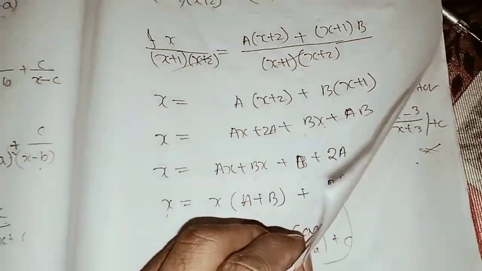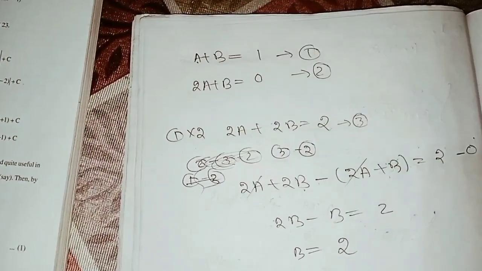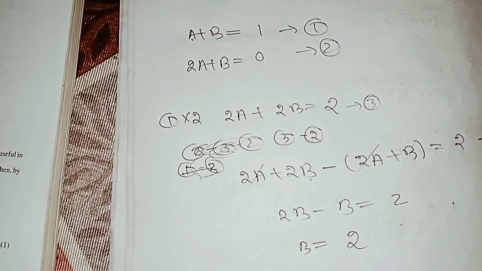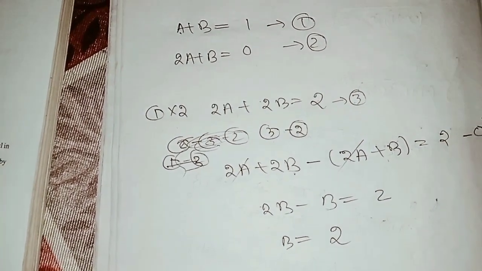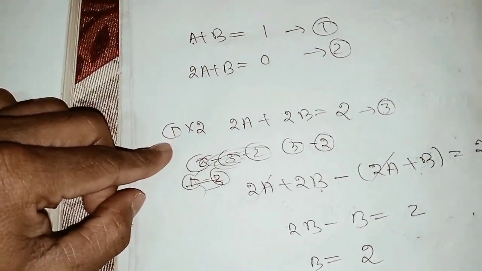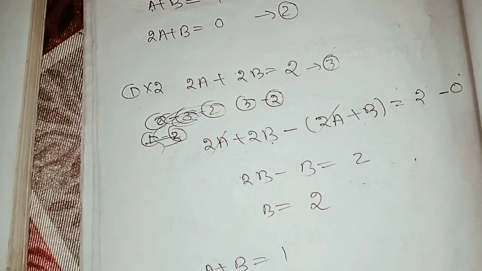So we turn my page. Don't be confused, my friends. So my dear friends, you can see this is equation number 1: a plus b is equal to 1, and 2a plus b is equal to 0. Yes or no? So you can see this concept we applied from class 9 and 10, simply addition and subtraction.